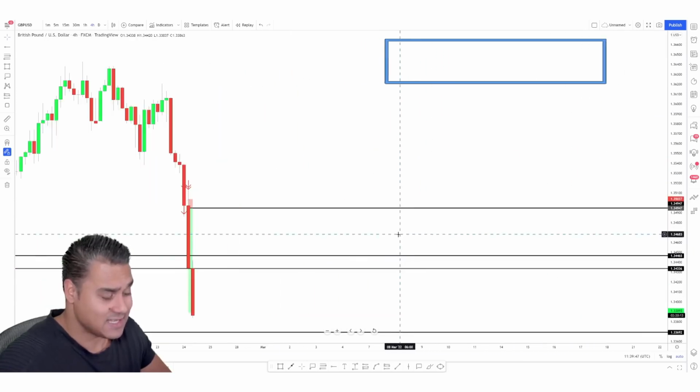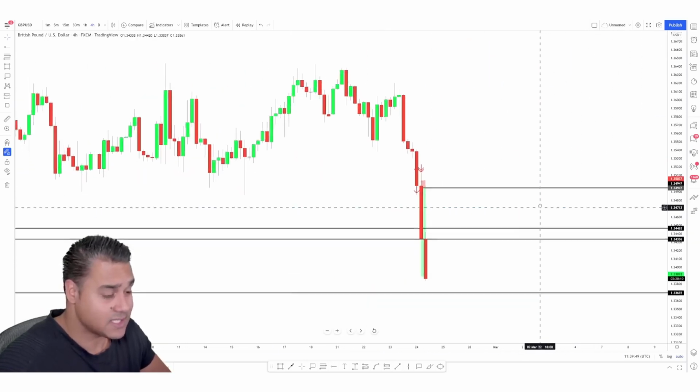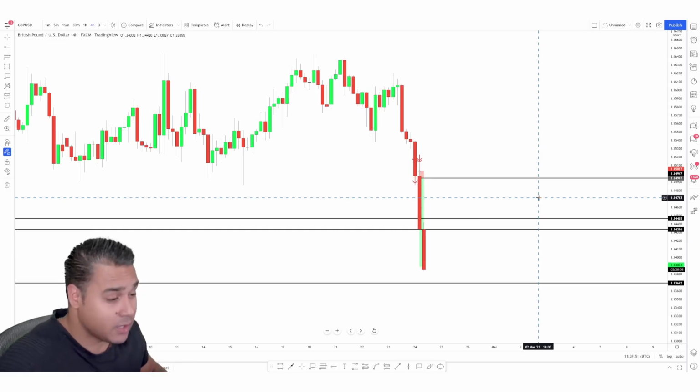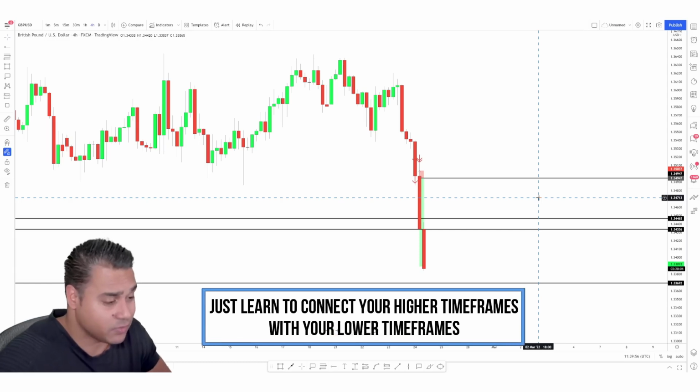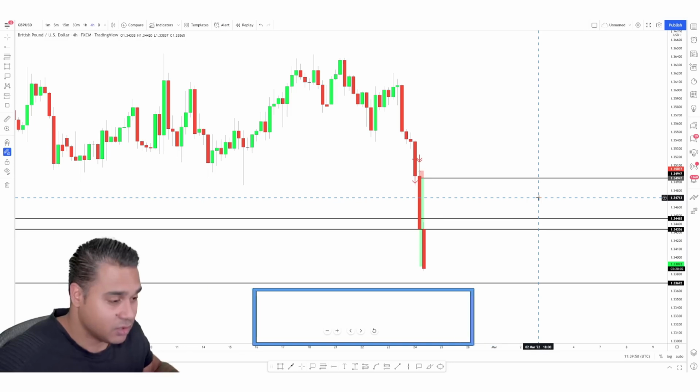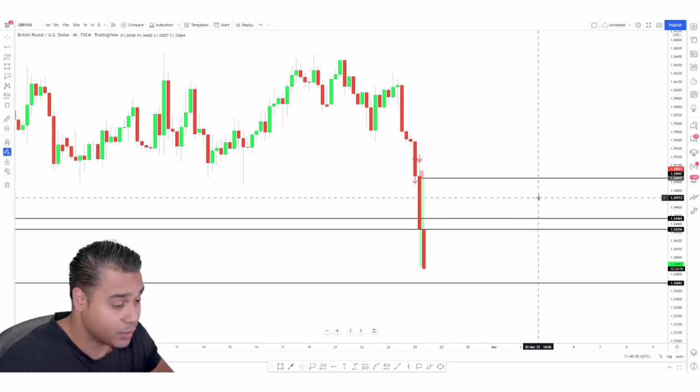And as I said, there's zero discretion involved in this. A candle will close bearish and a candle will close bullish. Just learn to connect your high time frames with your lower time frames, and then the rest is down to you. The world's your oyster.